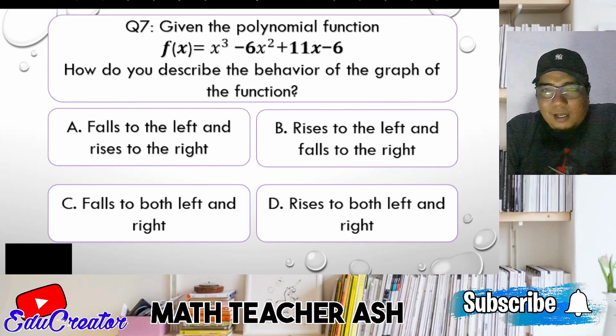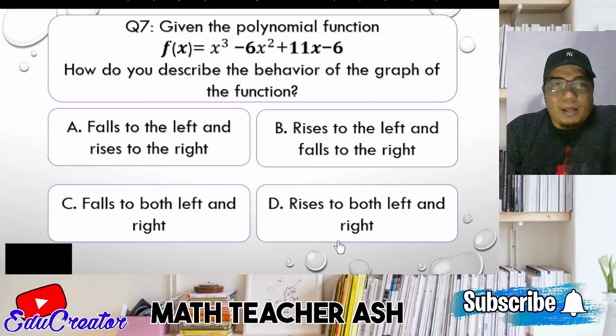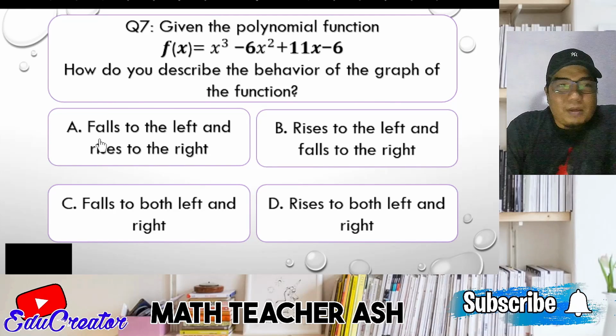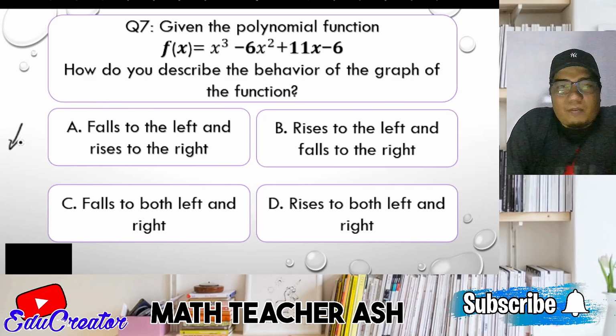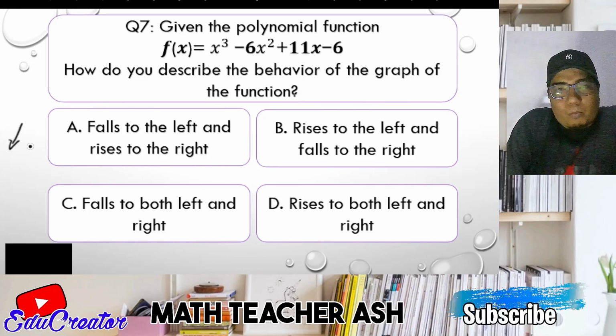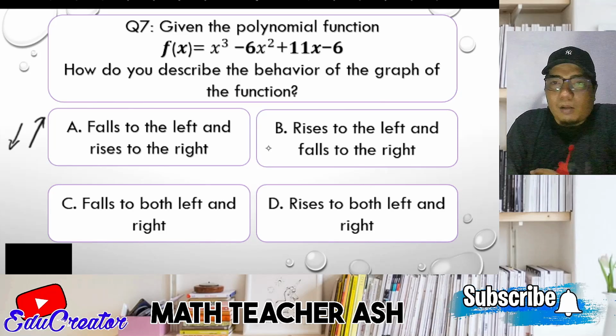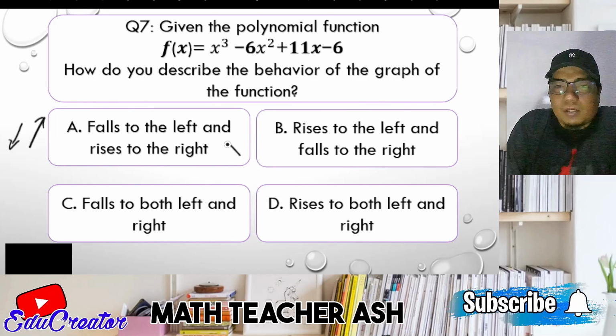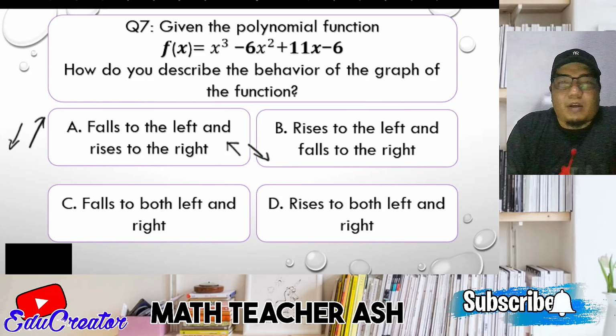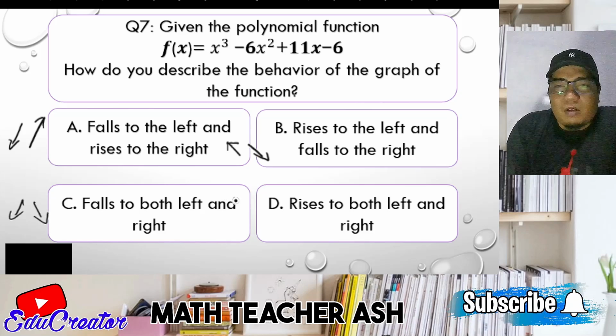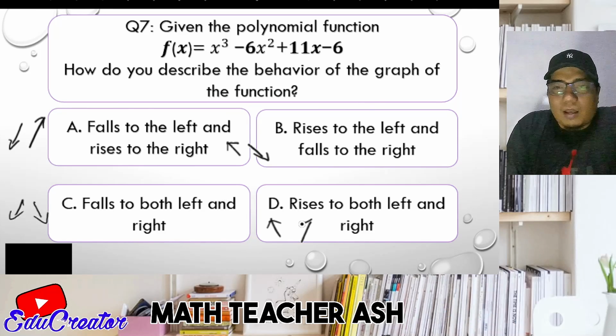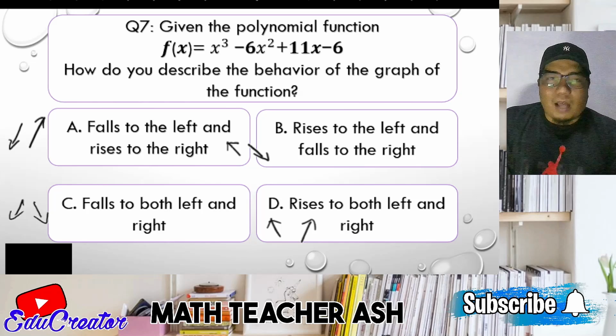Okay, math learners, para sa katanungan ito, napakadali lang kasi merong technique dito. Pag sinabing falls from the left, the arrow started downward and then going to upward. Ito naman, rises to the left, so ibig sabihin, mag-rise to the left siya, then it falls to the right. Ito naman, falls to both left and right. And ito, rise to both left and right. Ayan. So, saan dito sa apat na ito ang tamang kasagutan?